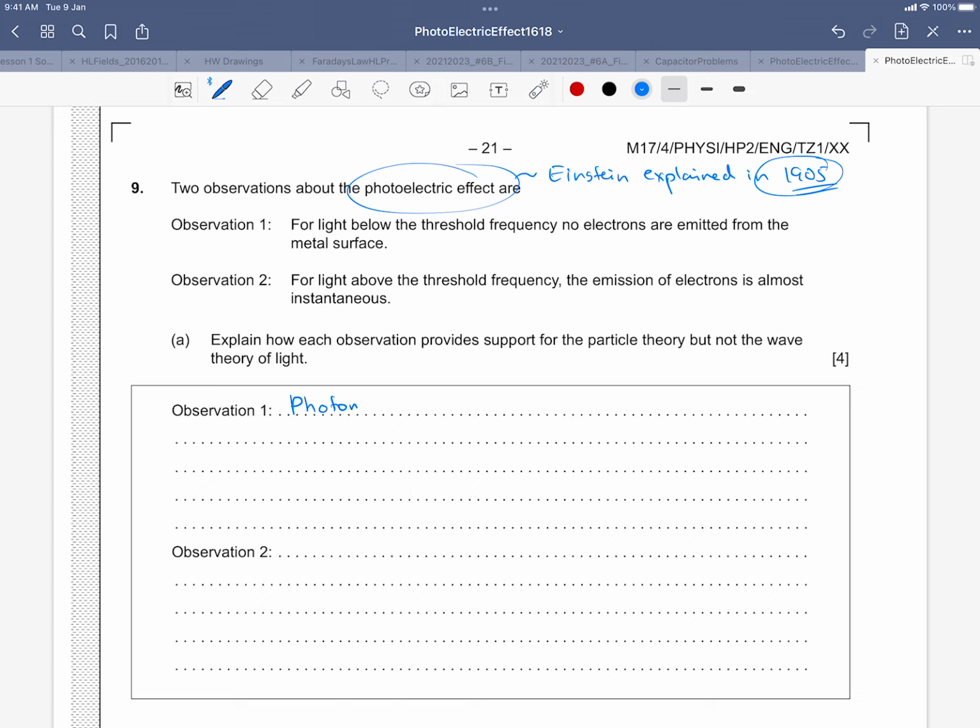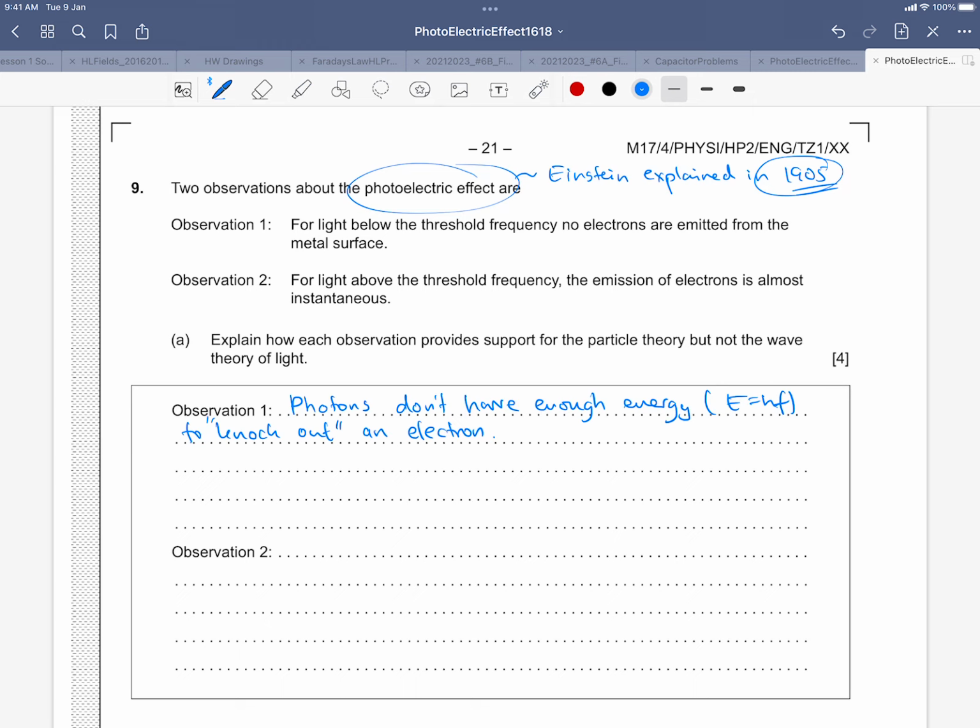So photons don't have enough energy to knock out, in quotation marks, to knock out an electron. Although there really is sort of a collision taking place between the photon and the electron, and then all the energy of the photon is transferred to the electron. Okay, so that's sort of how we explain that using the particle theory of light.